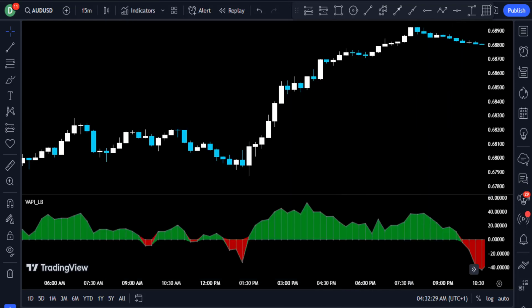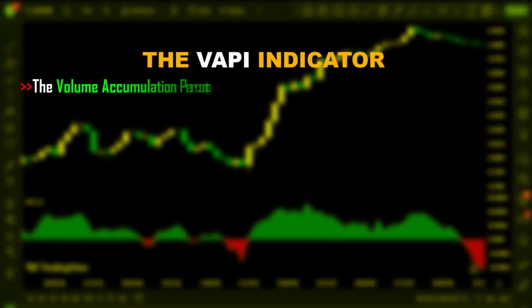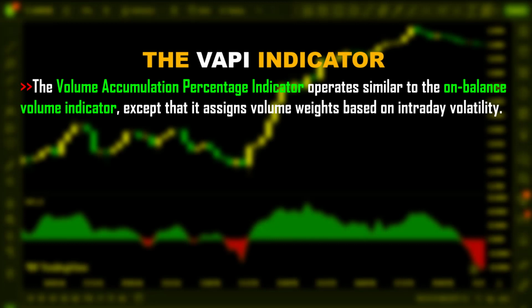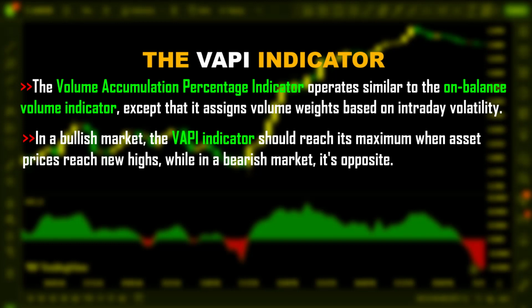Now that you have added the indicator, let's go ahead and explain how the indicator works. Now, the Volume Accumulation Percentage Indicator operates in the same way as the on-balance volume indicator works, except that it assigns volume weights based on volatility of the intraday time frame. Now, in a bullish trending market, the volume accumulation indicator should be at its maximum whenever the asset's price makes a new high. The opposite happens in a bearish trend.